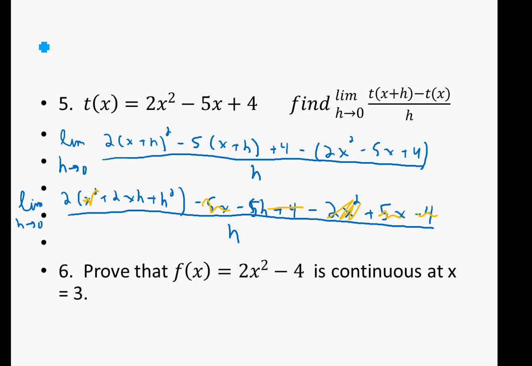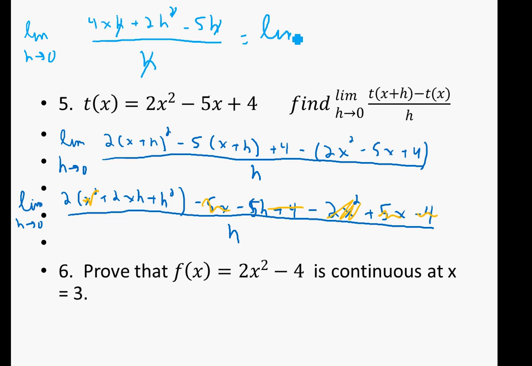Let's do blue. We're going to have the limit as h goes to 0 of 4xh plus 2h squared minus 5h, all of that over h. Now the h's cancel. Which leaves us with the limit as h goes to 0 of what? 4x plus 2h minus 5. And if h goes to 0, the answer is 4x minus 5.